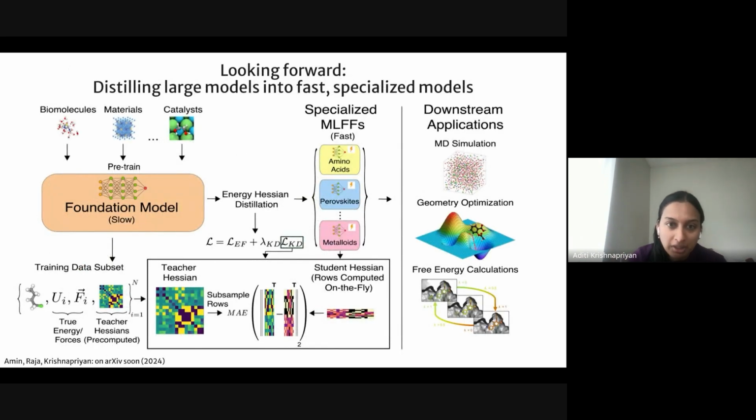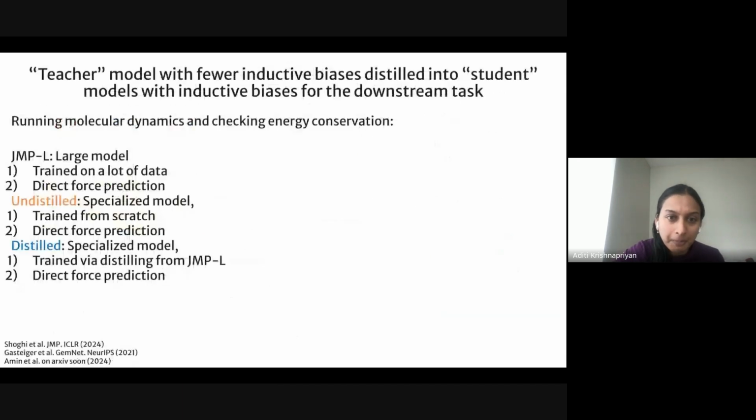One thing we've worked on on that front is actually looking forward to taking these very large models and distilling them into these really fast and specialized models. So maybe a practitioner only cares about perovskites. We can distill the large model to specifically tackle that very specific area. And then that's something that can be used for downstream applications. And the nice thing is that these smaller models are going to be a lot faster and much easier to run than large, big models. And this is something that we'll post onto arXiv very soon.